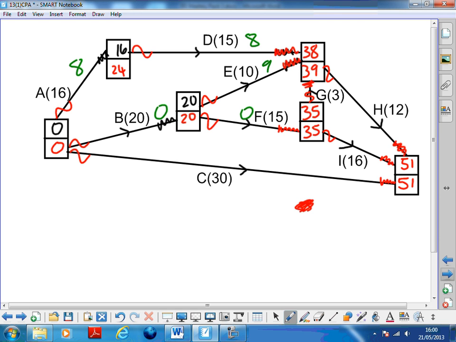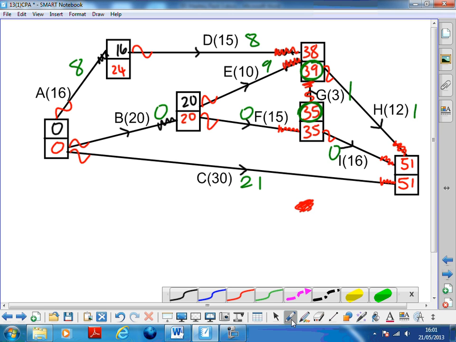G starts here. This is the earliest G can start, and this is the latest G can finish, so that's 4, and G is length 3, so that's a float of 1 on G. I is going from 35 to 51, which is 16, and I is 16, so that's no float. H is going from 38 to 51, and that is 13, but it's only length 12, so that's got a float of 1. And C is going from 0 to 51, and it's only length 30, so that's 21.